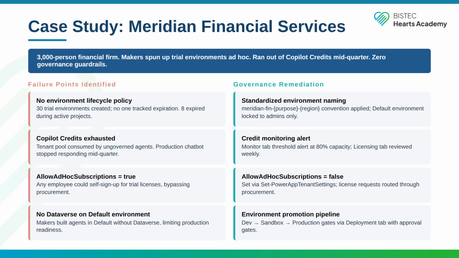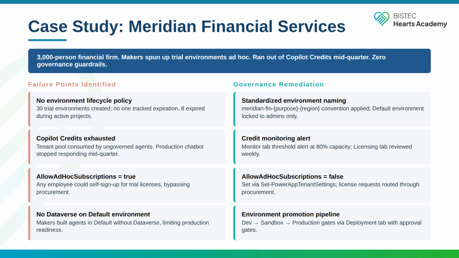The second failure point: Copilot credits exhausted. The tenant pool was consumed by ungoverned agents, demos, experiments, proofs of concept that were never decommissioned. The production customer-facing chatbot stopped responding mid-quarter. The business found out when customers complained. The third failure point: allow ad hoc subscriptions was left set to true.